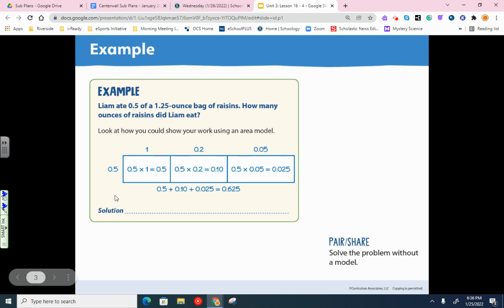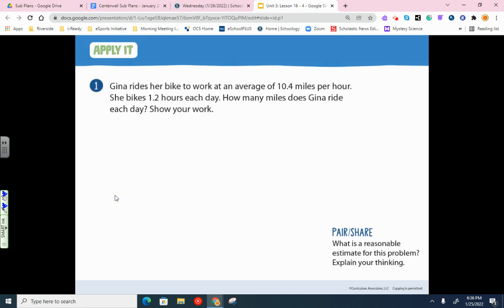Okay, so open up your book to page 341, and we'll go over this. All right, we're going to skip this example and go right to number 1 here. Gina rides her bike to work an average of 10 and 4/10 miles per hour. She bikes 1 and 2/10 hours each day. How many miles does Gina ride each day? So we can take our 10.4 miles. We can have our 1 and 2/10 hours. And let's do this. Let's get 4 times 2 is 8. 2 times 0 is 0. And 2 times 1 is 2.